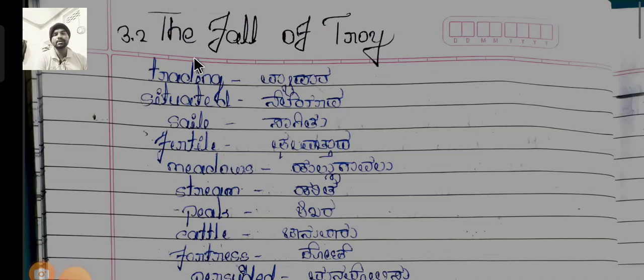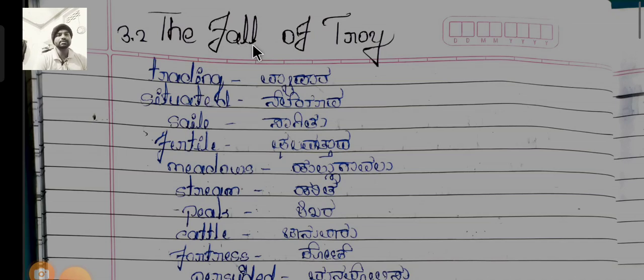Okay, in this video class, we will write down or prepare the answers of 3.2, The Fall of Troy. This is the class 9th English lesson, a story. This is the topic we have: The Fall of Troy.